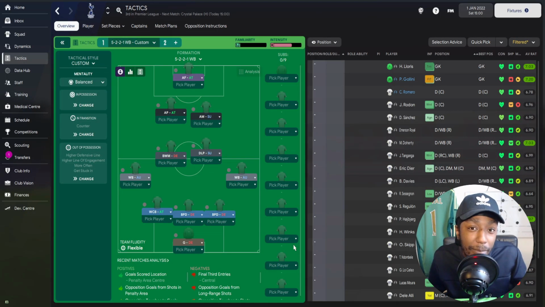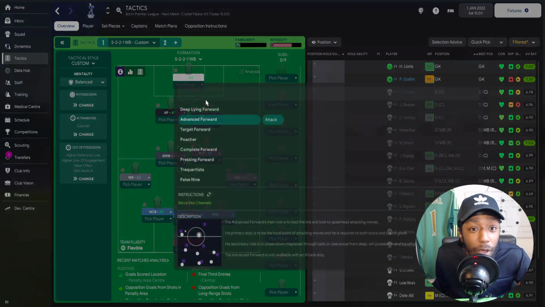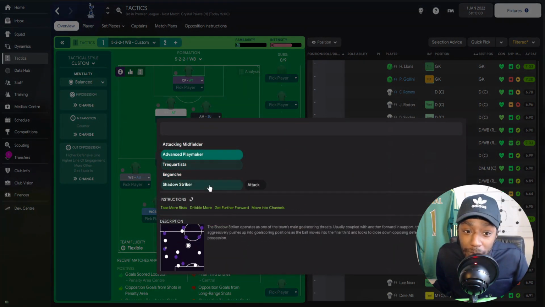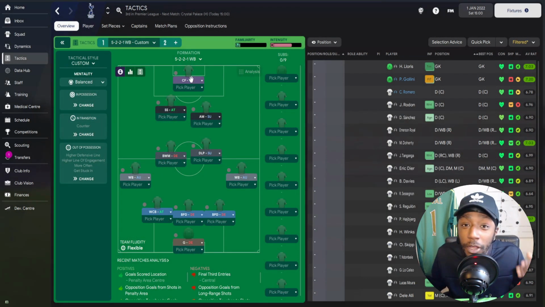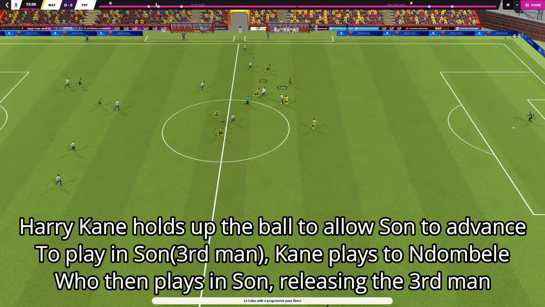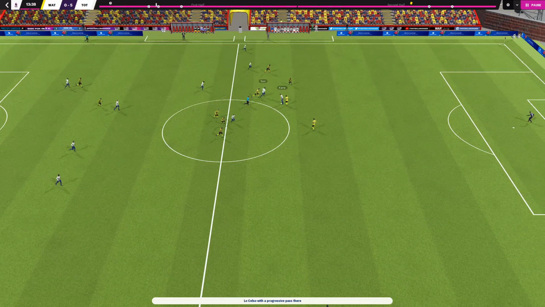And how we can attempt to create those situations in Football Manager is by using certain player roles. So for the Harry Kane role up top, we are going to be using the complete forward on the attack. For Son, we're going to be using a shadow striker. The complete forward has the freedom to do whatever he wants, which means that he can drop. When he drops, Son can move ahead, thus creating that counter movement.